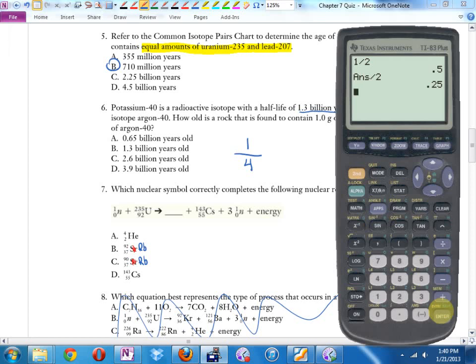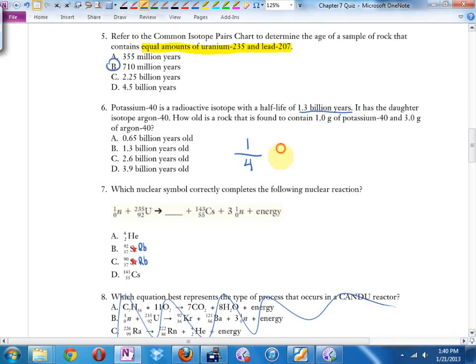Is that okay? Yeah, or have I lost you? You with me? So this is really 2 half-lives. If you got 1/4 left, 1 out of 4 left, 2 half-lives. What was the half-life? 1.3 billion years. How much is 2 half-lives? 2.6 billion years.